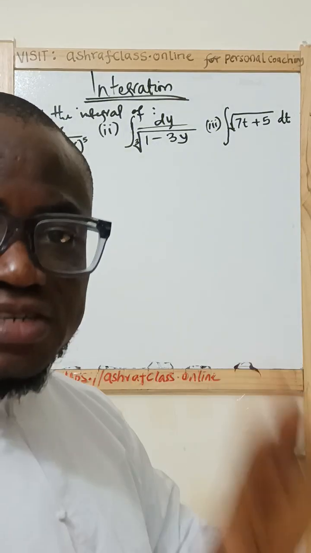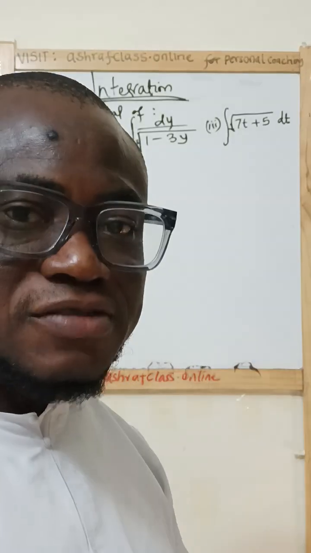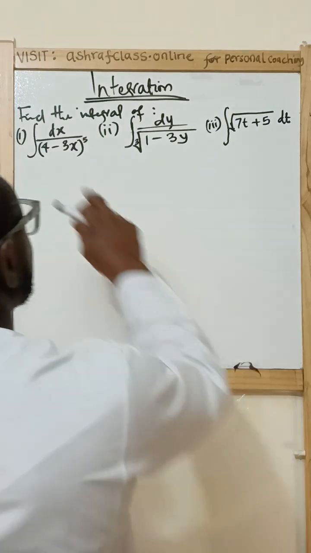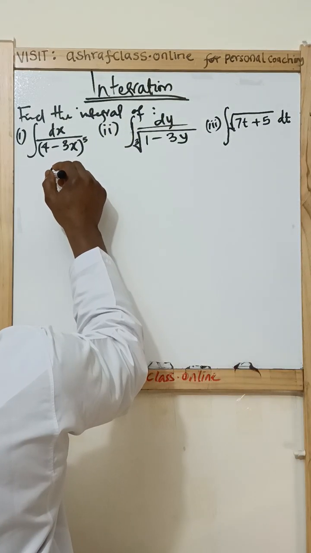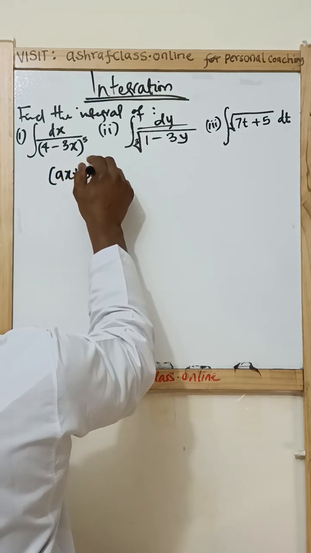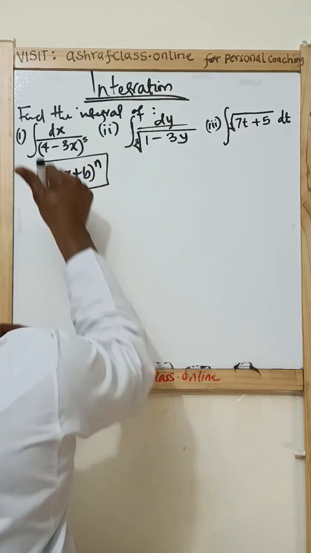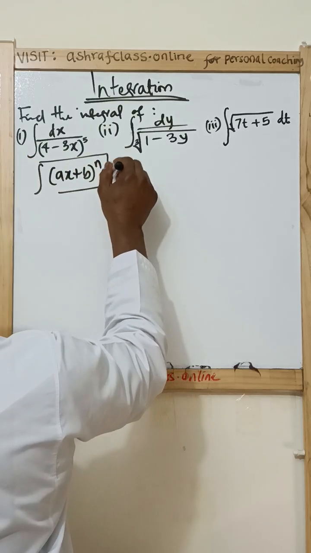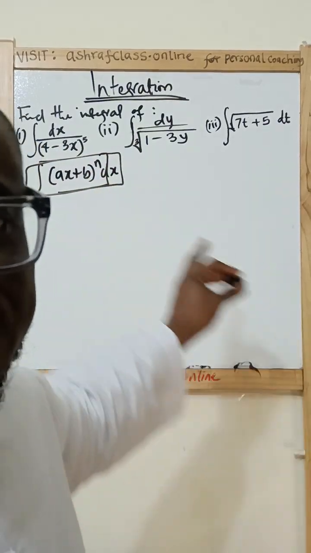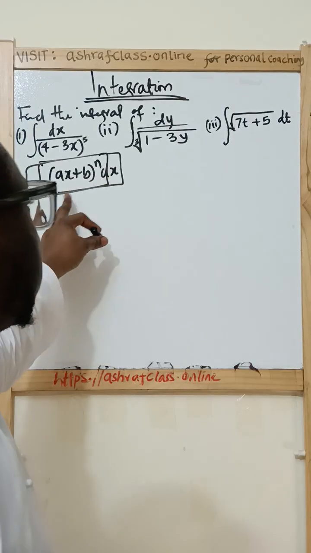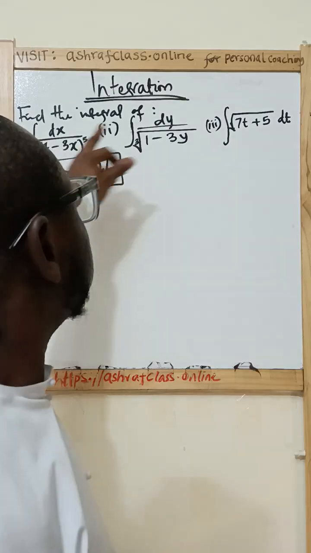So if it happens to be a linear function, then we have to apply the procedure we dealt with last time. Each of these can be expressed as (ax + b) raised to power n, dx. As long as we can express it like this, we can solve it using this procedure.